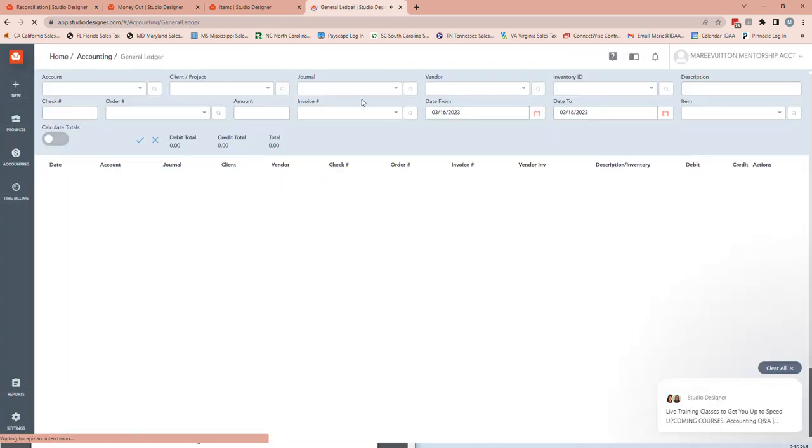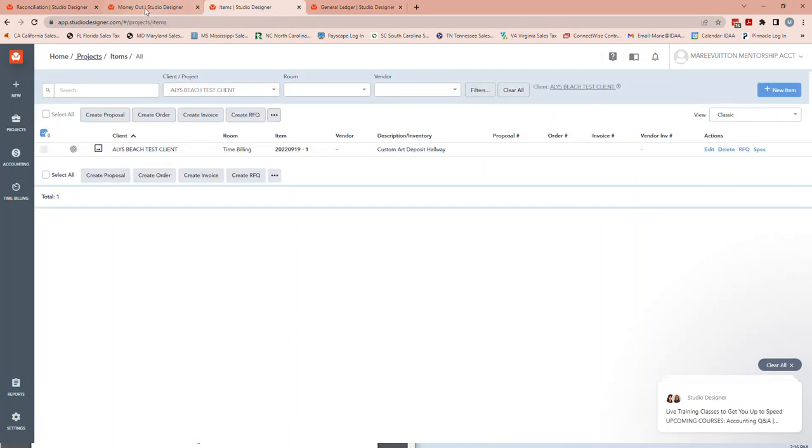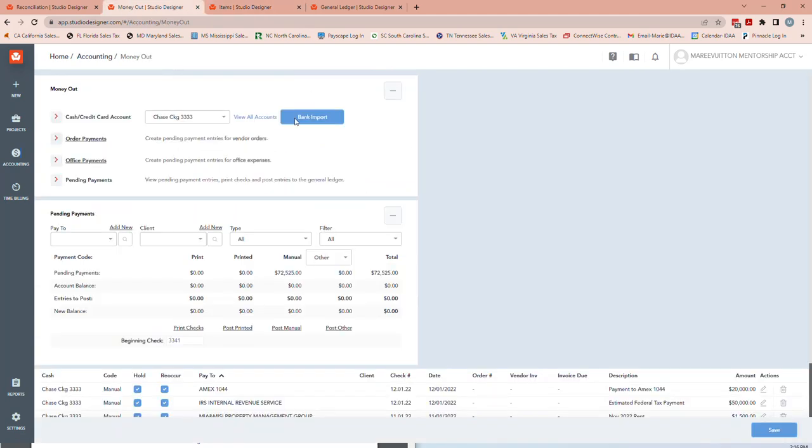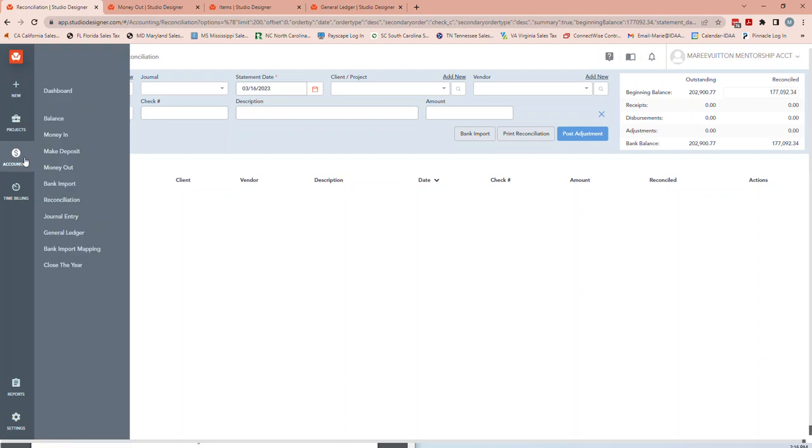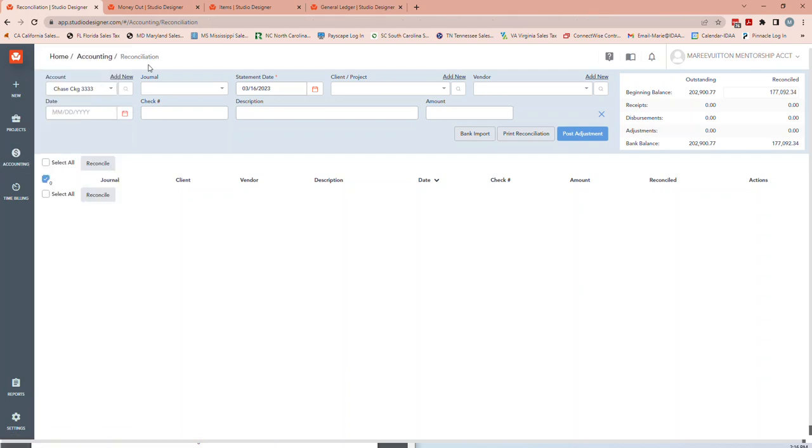Okay, so this is the general ledger. I have an items tab, which we can change the details on, and then I have money out for entering some things if I need to, and then the checking account, okay? When you do the accounting reconciliation, it's going to pull this up. You are going to pull up the paying account that you wish to reconcile, and in this case, I chose the checking, right? And you are going to put the statement ending date, okay?